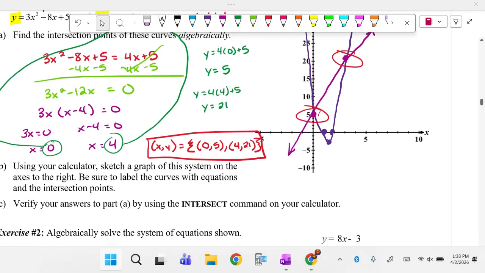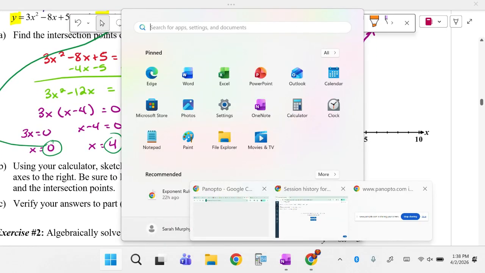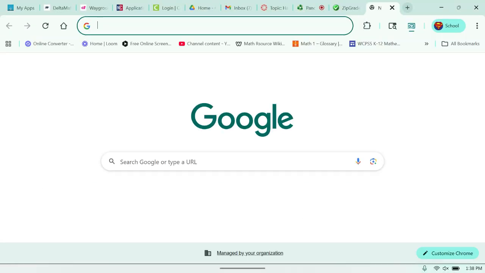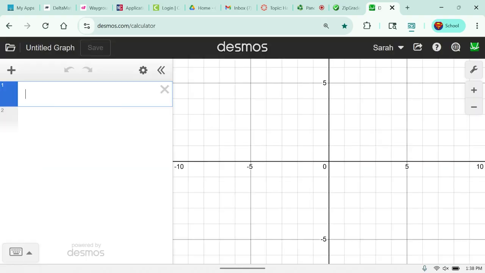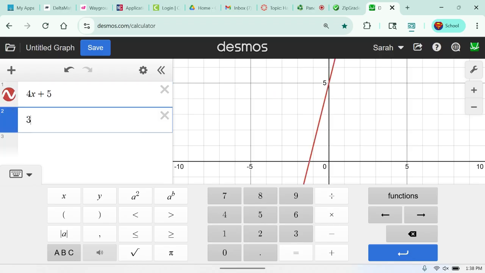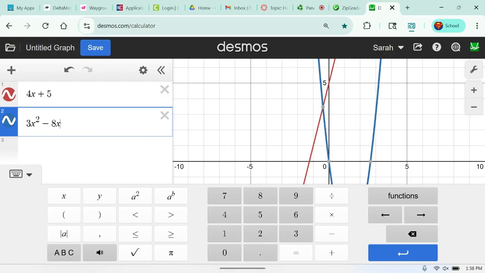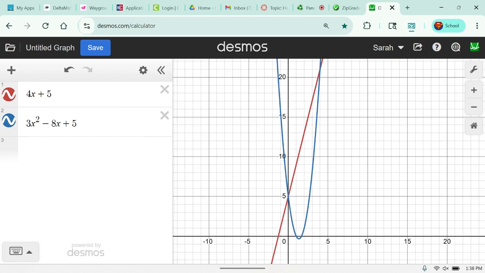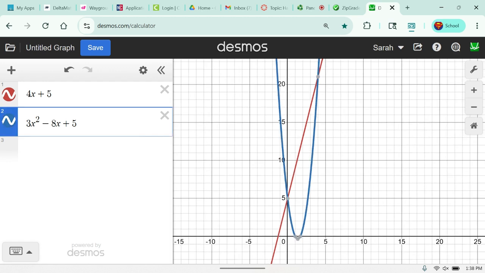Now, the other way is to just put it in Desmos. So if I have Desmos open, if you graph both of them separately, so 4x plus 5 and 3x squared minus 8x plus 5, it graphs both. Do you see how it already marks the points of intersection for you? You just have to click on them. You got the same thing that we solved algebraically.